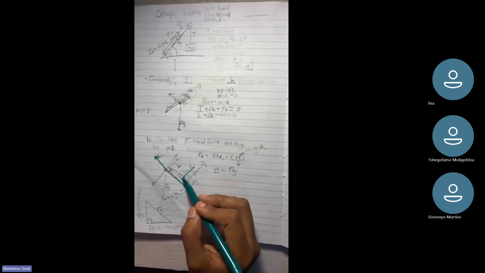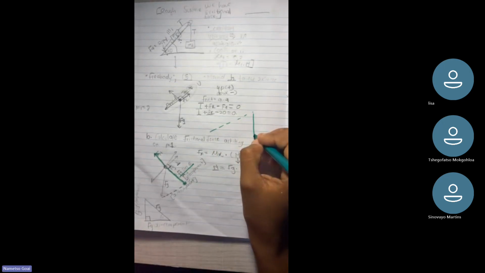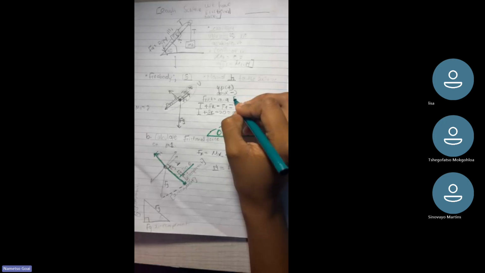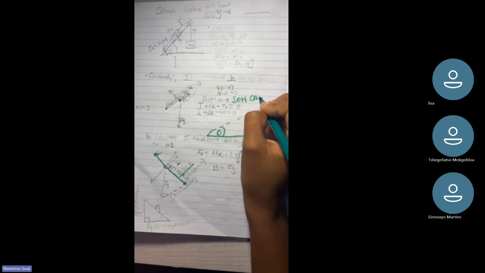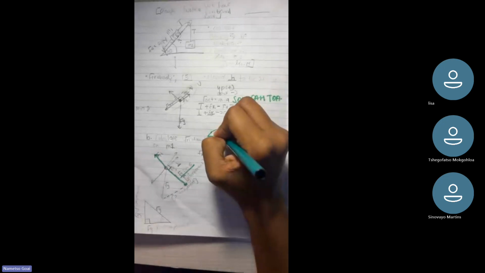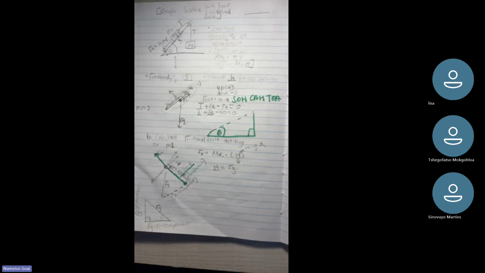You guys understand why it's Fg sine theta and not Fg cos theta? Wait, let me just explain it here. Let's say you have a 90 degree angle. This is theta. This is 90 degrees, right? Let's go SOHCAHTOA. You have SOHCAHTOA over there.